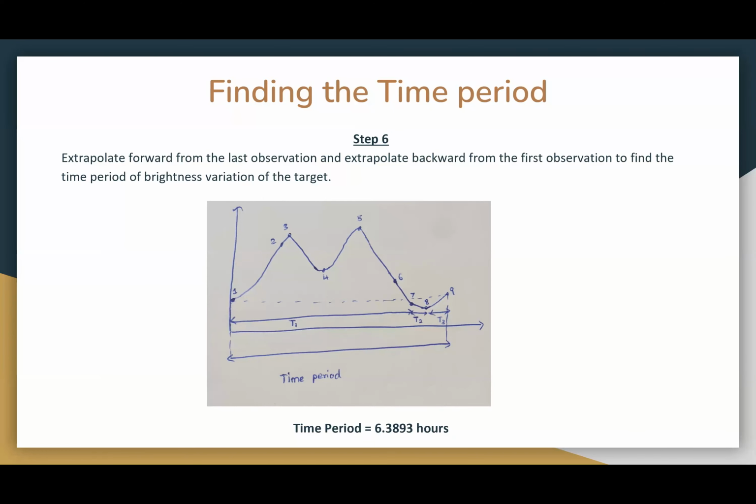So 1 to 9 is the time period which you have to find. We already know 1 to 7, which is the time period between the first and last observation. So I extrapolated from 7 to 8 and then from 8 to 9 and added these two values to 1 to 7. So I got the whole time period. I got 6.3893 hours, and the expected value was 6.997 hours. So there's an error of 8%.